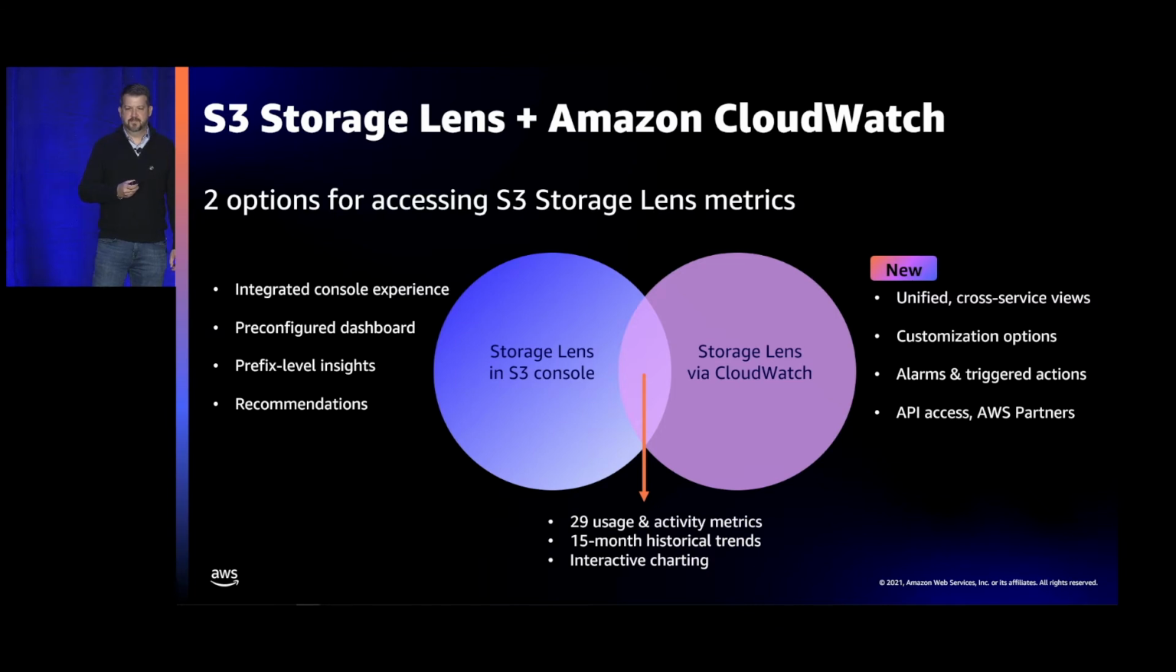And then fourth, as I mentioned before, the API access. We have the CloudWatch APIs now sitting in front of the StorageLens metrics. You can access those programmatically. It enables you to more easily ingest the metrics. And then you can also open up access to AWS partners.